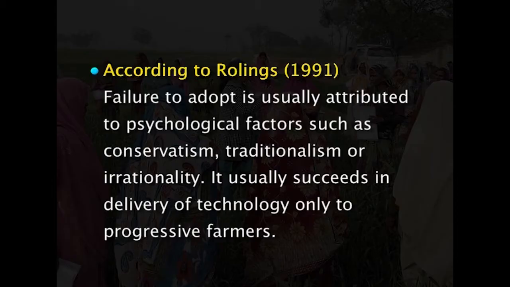It views technology transfer as a linear process where the farmers are passive recipients of new technologies. According to Rawlings 1991, failure to adopt is usually attributed to psychological factors such as conservatism, traditionalism or irrationality. It usually succeeds in delivery of technology only to progressive farmers.